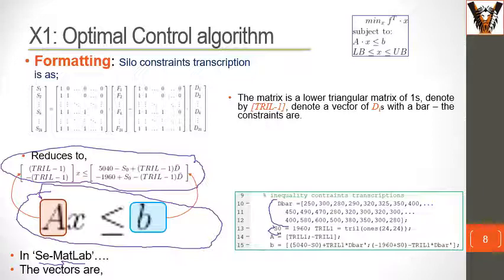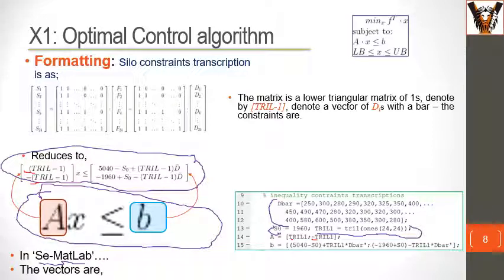So now here we first create a lower triangular matrix of ones, which is 24 by 24. So this is how you do it in MATLAB. And then therefore it means A will be equal to a stack of two lower triangular matrices, the one on top and the other one which is negative, as seen here. So we have created A.